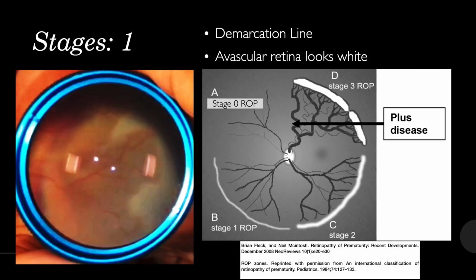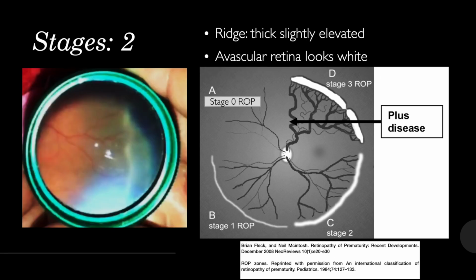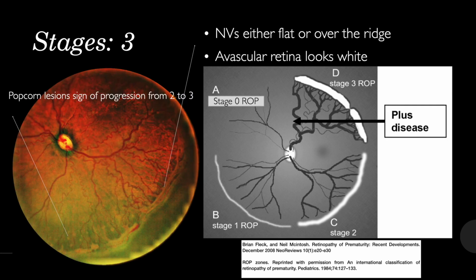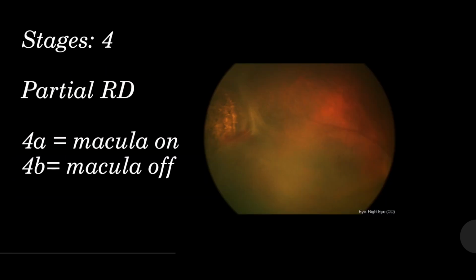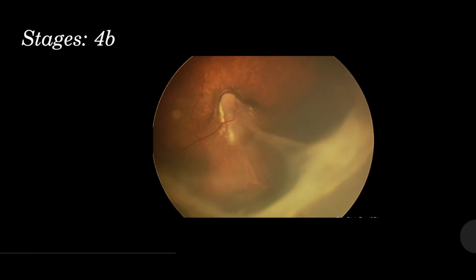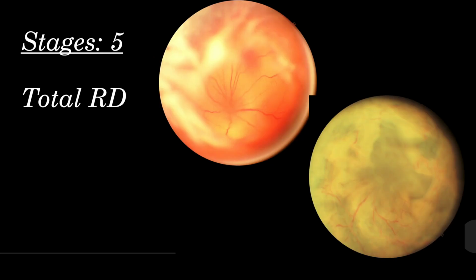If we have a demarcation line, we call this stage 1. A ridge, we call this stage 2. If new vessels are formed, this is stage 3. And if retinal detachment is not involving the macula, this is 4A. Involving the macula, we call it 4B. And if we have total retinal detachment, we call this stage 5.